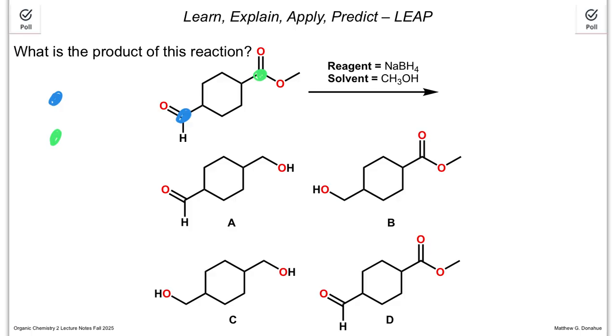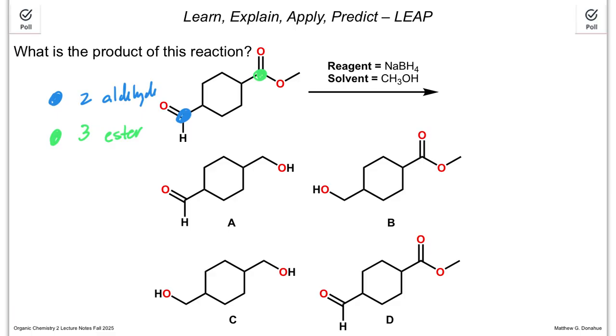What's the oxidation state of the blue carbon? 2. And what's the name of that functional group? And then what about the green one? What's that oxidation state? 3. And what is the name of the functional group? Maybe a little light on the A, we'll call it an ester.